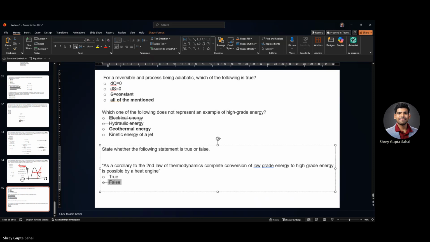Okay, that's false. Wait, so this is the correct answer. The statement itself is false. Okay, so true is not the correct answer.